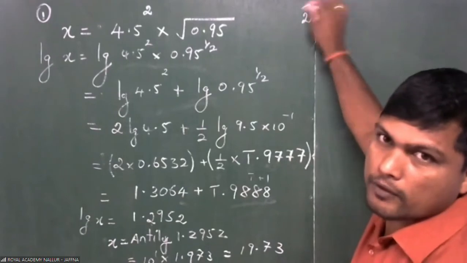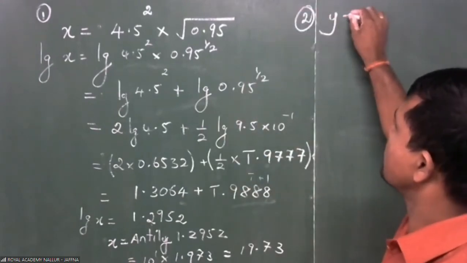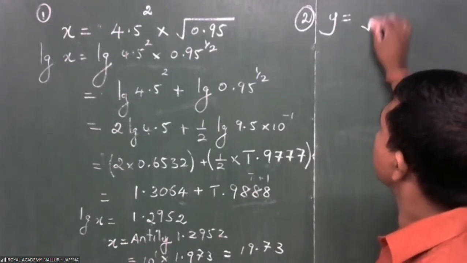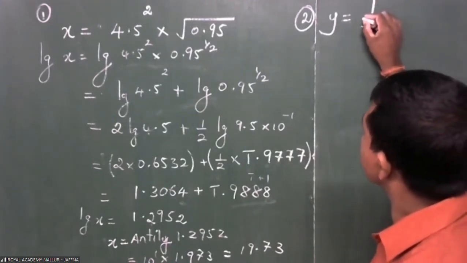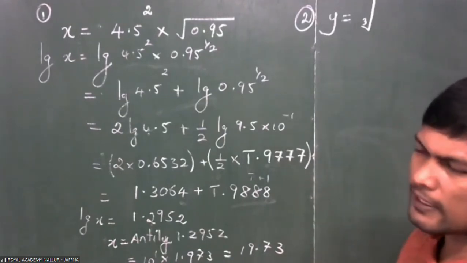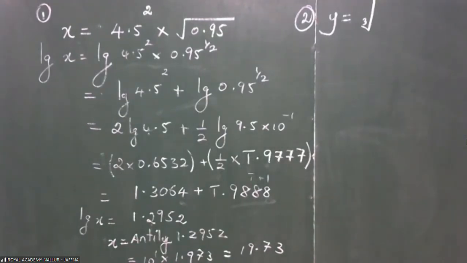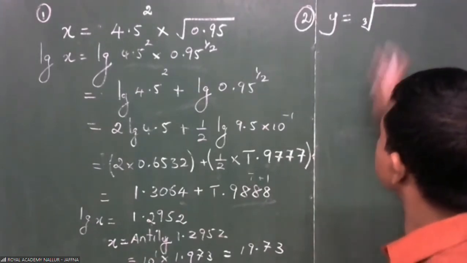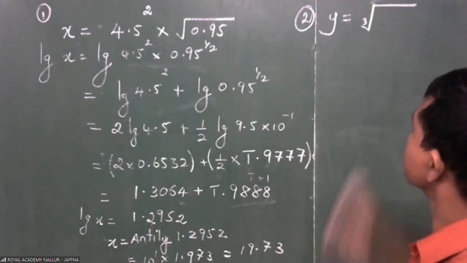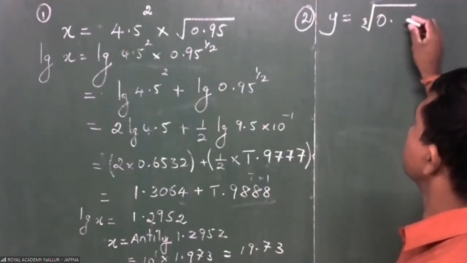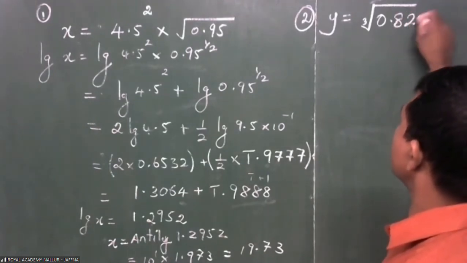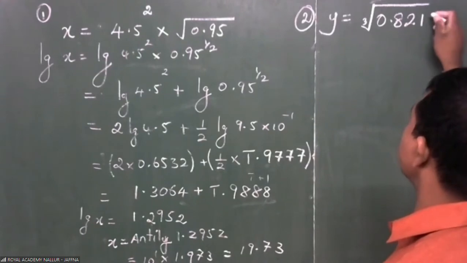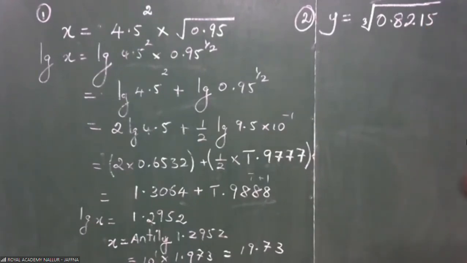Then the second one, you try yourself. Let's say y is equal to, if I write this, if we use 3 here, that means this is the third root, that means the cubic root of 0.8215, let's say. 8215. Cubic root of that.